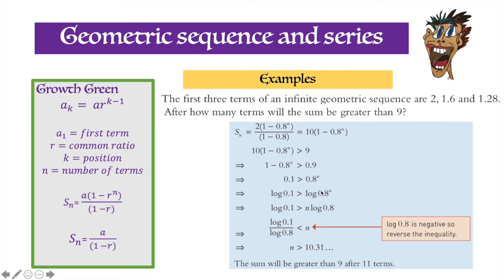Log both sides, I've got this. Now this is an inequality, okay? Because log 0.8 is actually a negative number, whenever you're dealing with negative numbers in inequalities, timesing or dividing, you need to swap the inequality sign around. Remember that. Often catches people out. So divide those two logs and you get 10.31. Therefore, the sum will be greater than 9 after 11 terms.